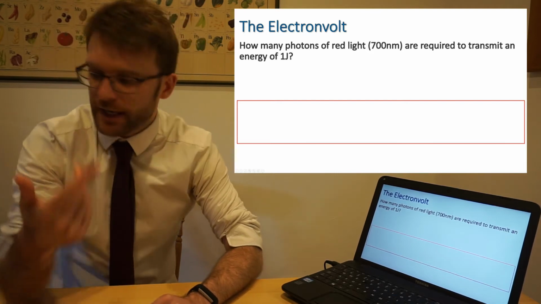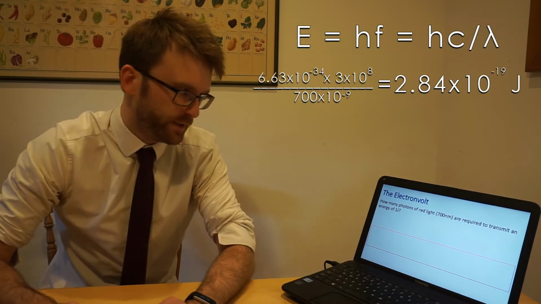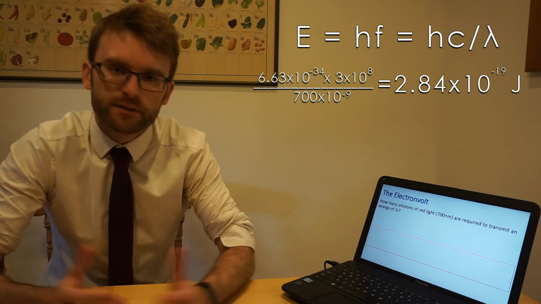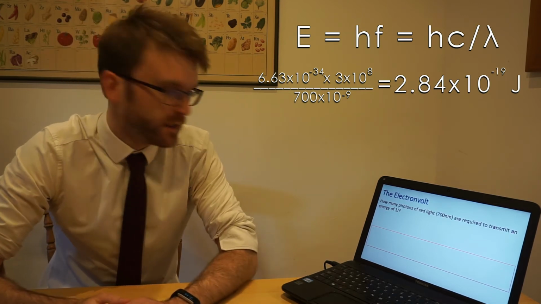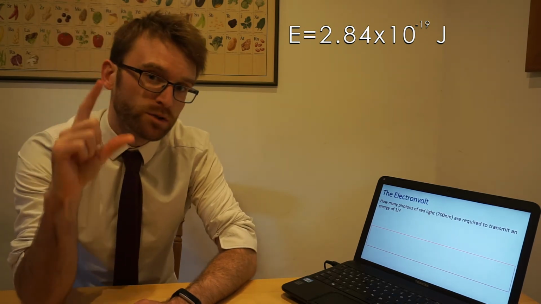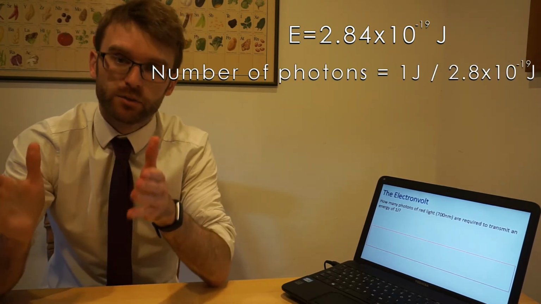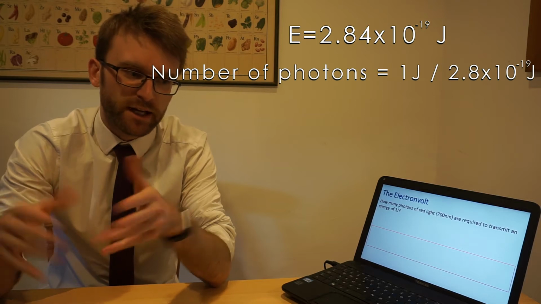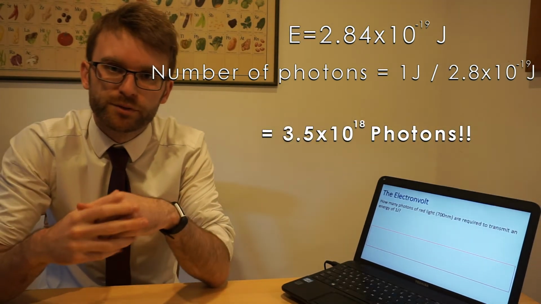If I calculate the energy of one red light photon at 700 nanometers, so that is hc over lambda, that's the energy of my photon. And then if I want a joule, that means I need to just take 1 joule and divide it by that number, and that will tell me how many photons will make up that 1 joule.